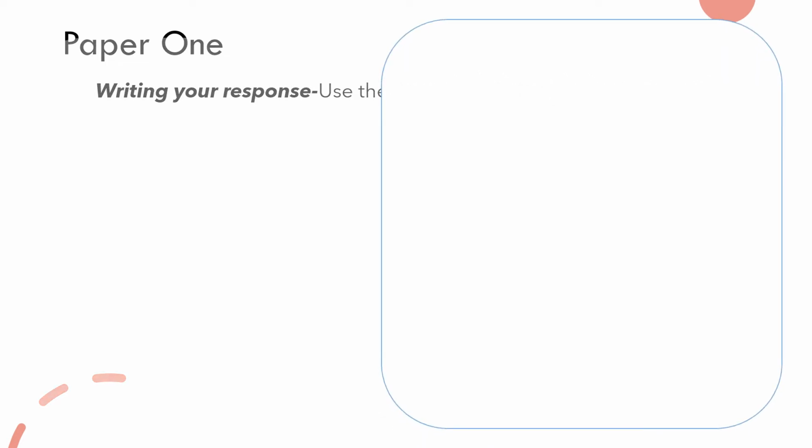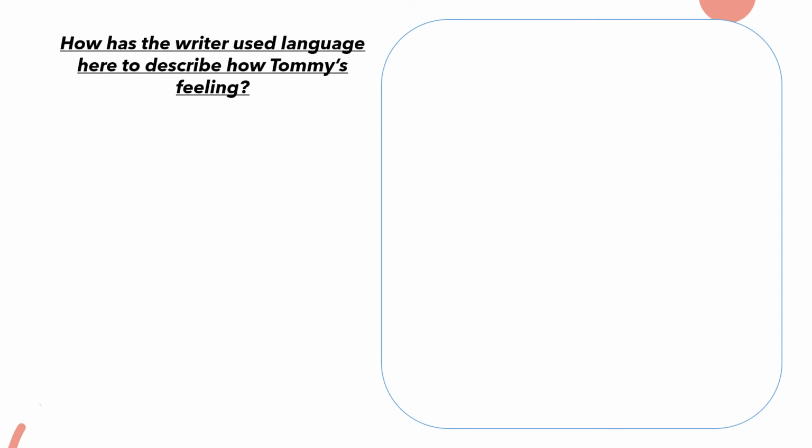So the first thing we want to focus on is the question. Again, this is the same question that we went through when we started to annotate the extract. How has the writer used language here to describe how Tom is feeling?